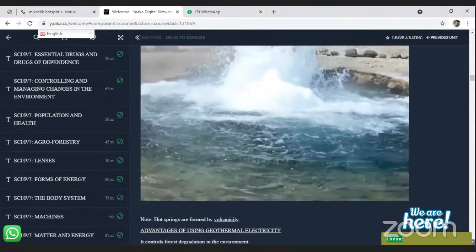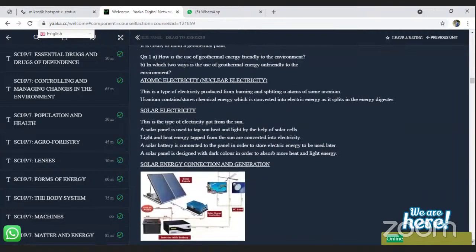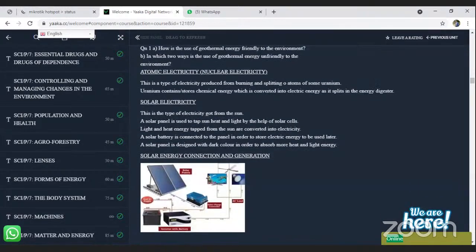So those are some of the questions that they can ask you. They are similar questions. Then some questions come from here about solar energy, solar electricity. You need to know, because they like asking it so much. Here, you need to keep reading this part. This is the type of electricity got from the sun. That's what you need to know. Then solar panels. A solar panel is used to trap sun heat and light by the help of solar cells. So the question can be derived from here.